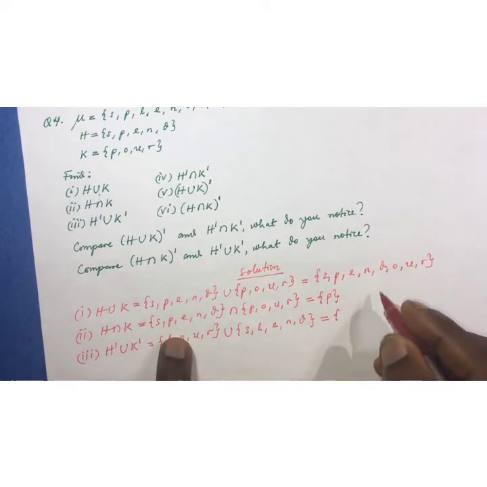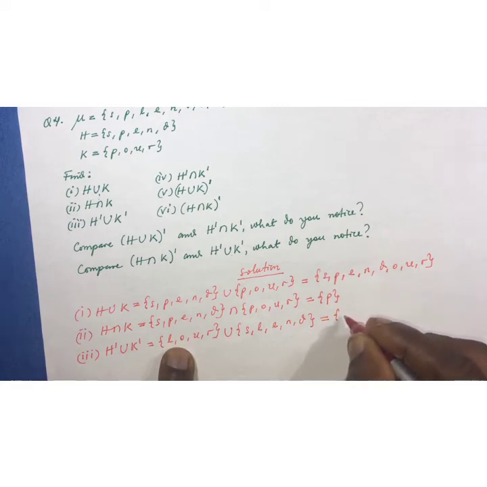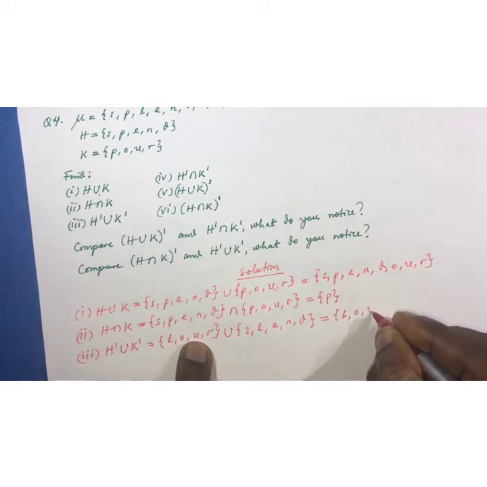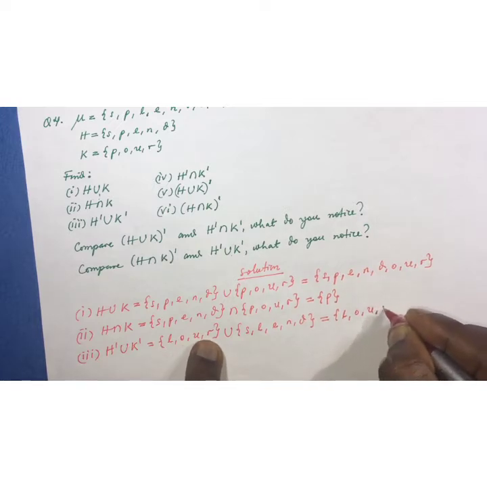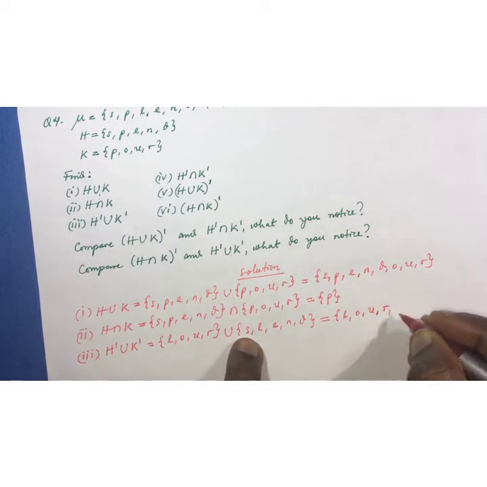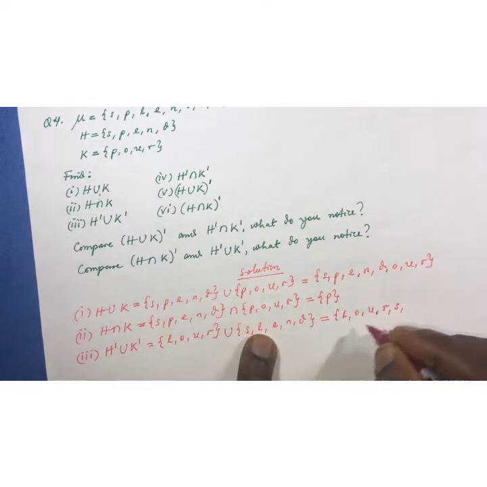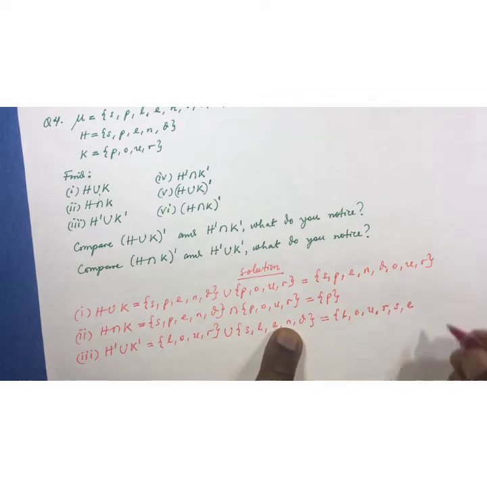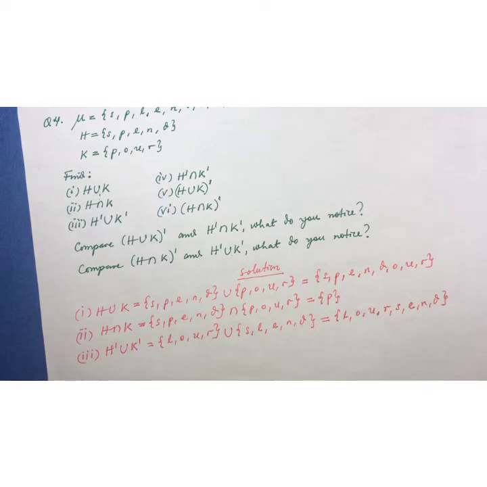Writing all the elements you find in H complement alone, L is found common to both, so I'm going to write it once. O is found only in H complement. U is found only in H complement. R is found only in H complement. Then we'll now come over here. S is found only in K complement. L is found common to both of them, and it has already been written. E is found in K complement alone, N is found in K complement alone, and D is found in K complement alone. So that gives us the union of H complement and K complement.